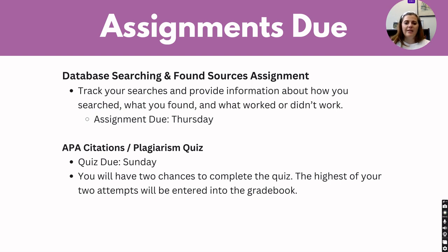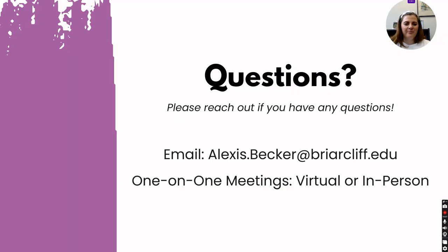Now for our assignments that are going to be due, first we have our database searching and found sources assignment. Here you will be tracking your searches and providing information about how you searched, what you found, and what worked or didn't work. This assignment is due on Thursday. And then our APA Citations and Plagiarism quiz, which is due on Sunday, and you will have 2 chances to complete the quiz, and the highest of your 2 attempts will be entered into the grade book.